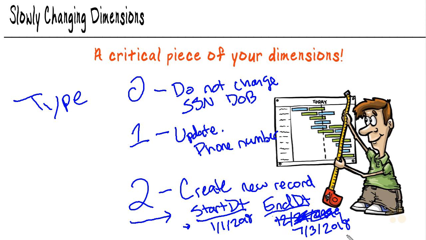And then the next record, the start date, will be July 4th, 2018, and it will have the end date of 12/31/9999. And that is how we know that this record is now the active one, but we're still able to tie all of our sales and transactions to the surrogate key that was created during this record, and we don't have to lose any of our metric tracking.